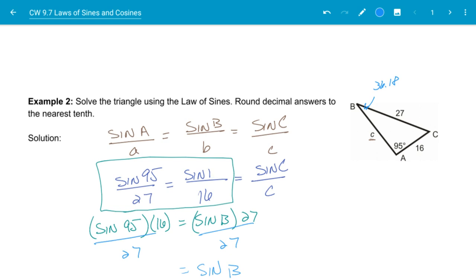Now I can come back up here, and I know that this is 36.18. And from there, I can find angle C, because if I say 180 minus the 95, that angle is 85, minus 36.18, that gives me 48.82. So angle C is 48.82.